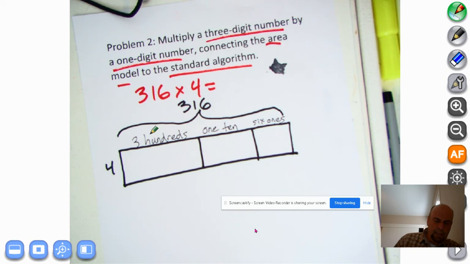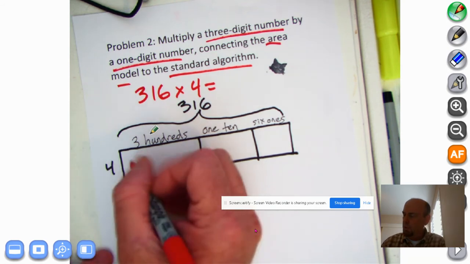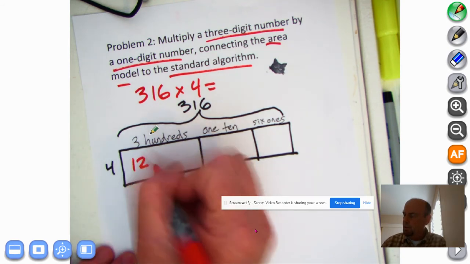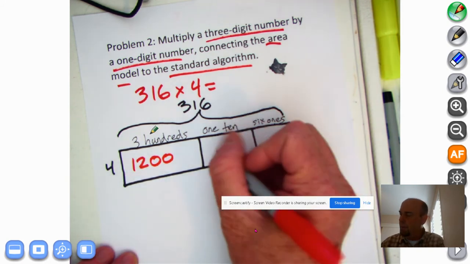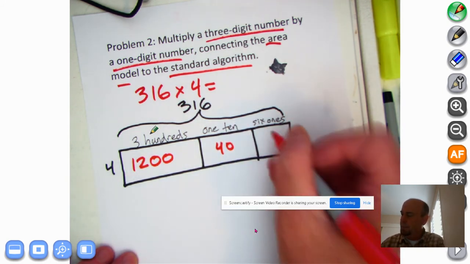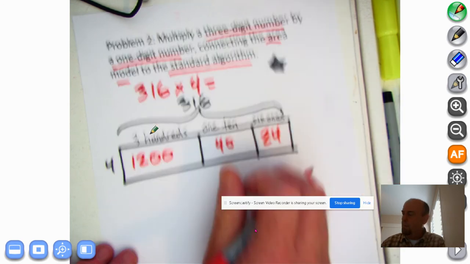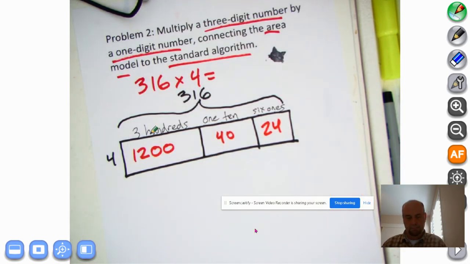Let's say, how should we go about this? Okay, I got it. We're going to go 4 times 3 is 12. And we're in the hundreds, so it's 12 hundreds. 4 times 10, we know what that is. It's 40, right? And 4 times 6 is 24. So this is what we have going on, moving and rocking. We're going to do a partial product over here to show this.